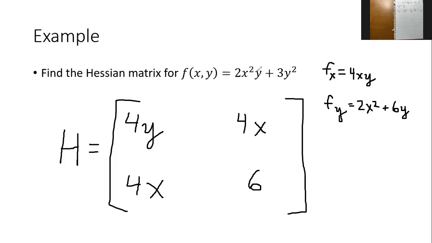Find the Hessian matrix for f(x,y) equals 2x squared y plus 3y squared. The answer is the 2 by 2 matrix, 4y, 4x, 4x, 6. Do you guys see how we get that? I didn't write it over here, but fxx equals 4y, I got that from this. fxy equals 4x. Of course, fyx is the same. fyy equals 6, I get that from there. Do you guys have any questions over how I got this?